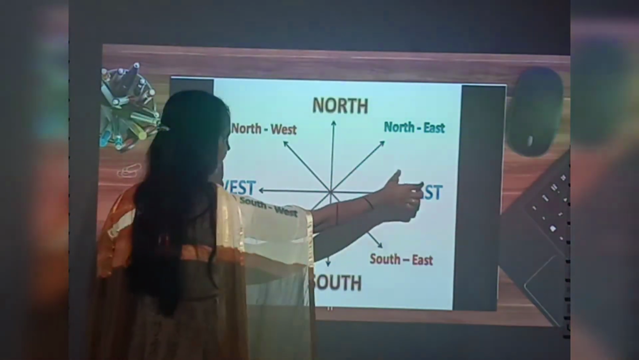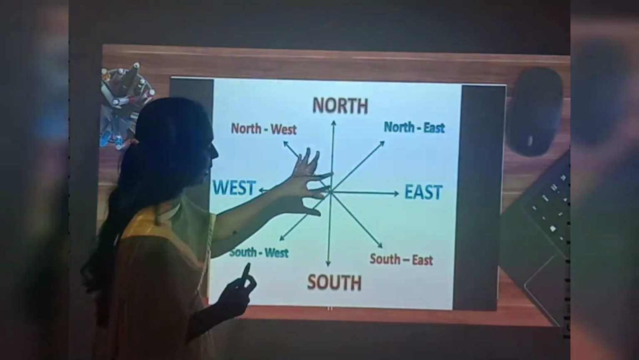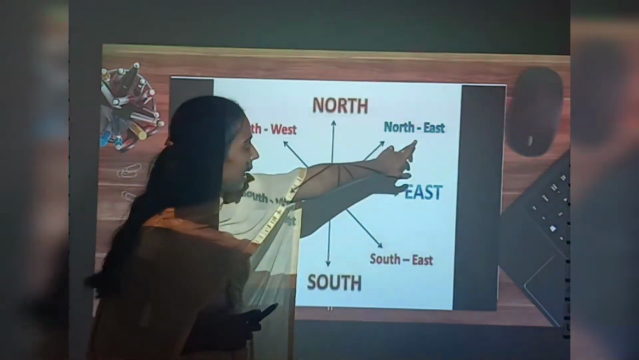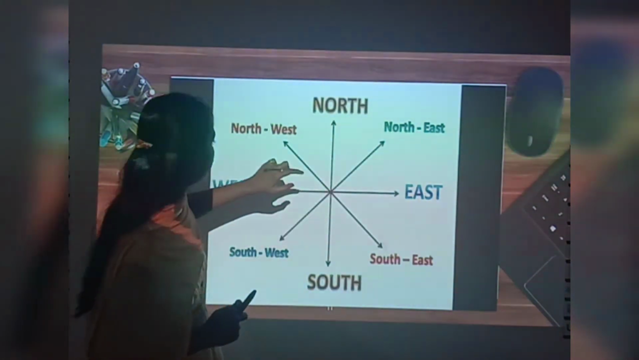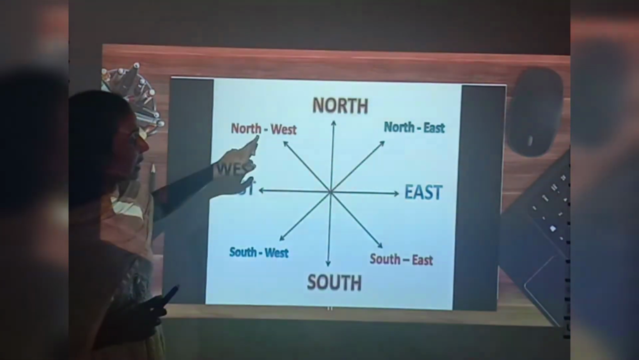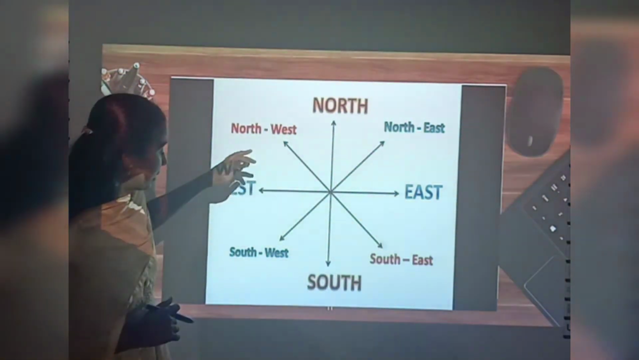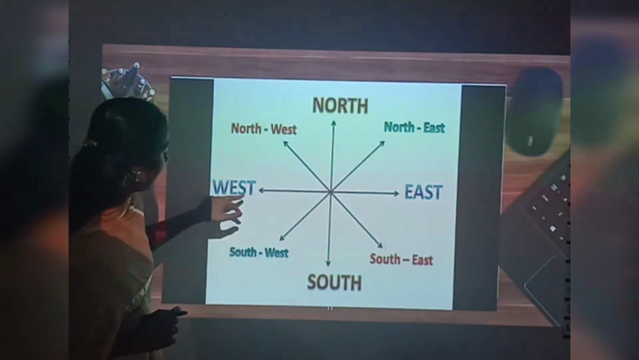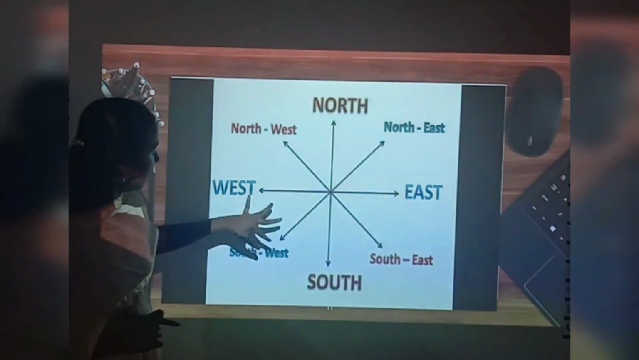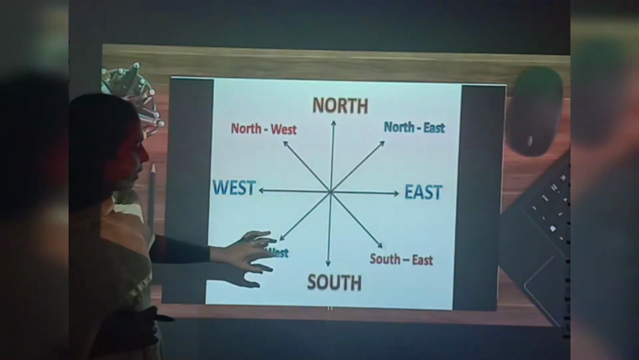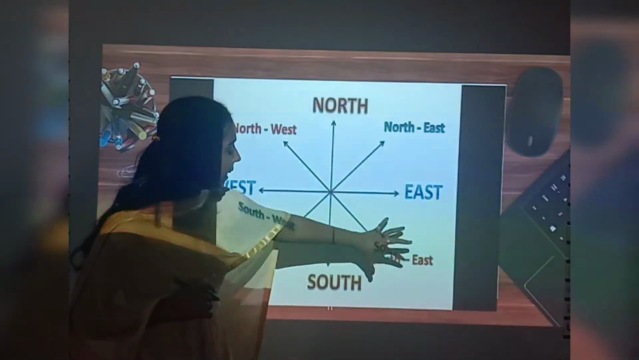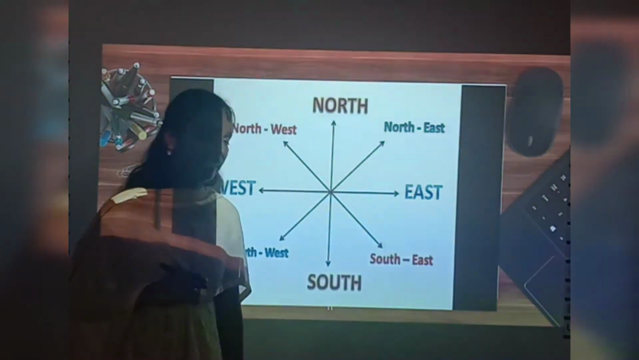See, here it is north, east, west, south, right? So the area between this north and east, this middle area is what? North-east. And now see, the area between this north and west side, those middle areas come under the north-west direction. And then here we have south and west, and the area between that is southwest. We have to combine this south and this west together. That is southwest. And on this side you see, here we have south, here we have east. So the area in the center will be southeast.